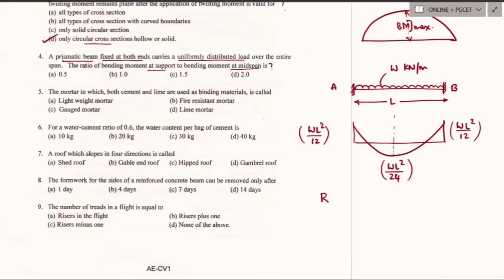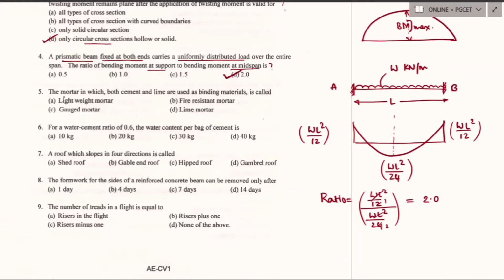Now the required ratio of bending moment at support, wL square by 12, divided by wL square by 24, which is the bending moment at midspan. On solving this, you will get the ratio as 2. So option D is the right answer.